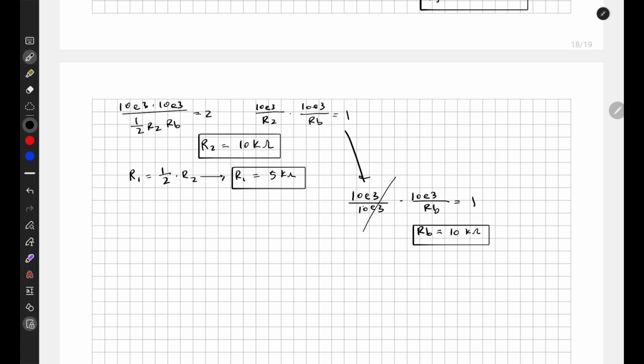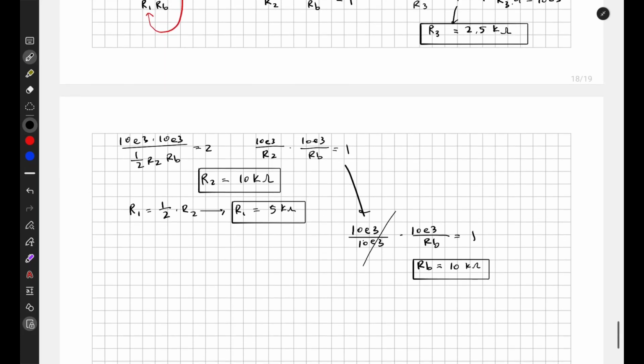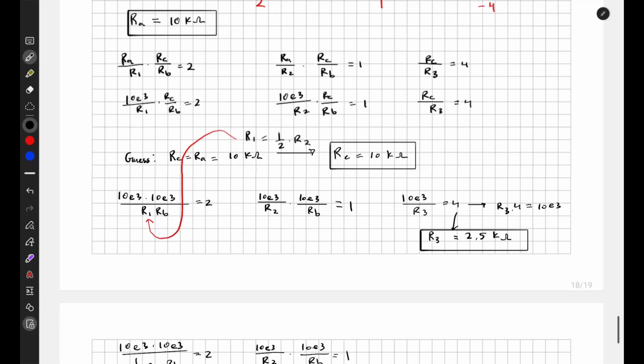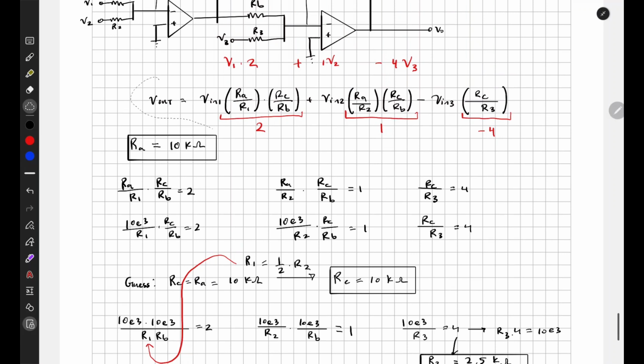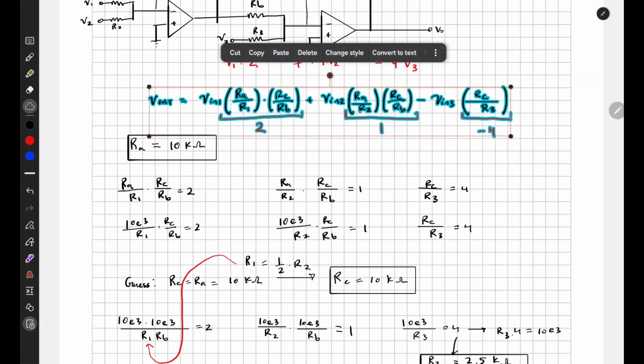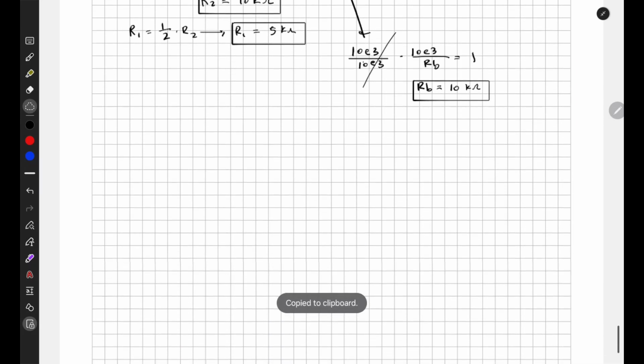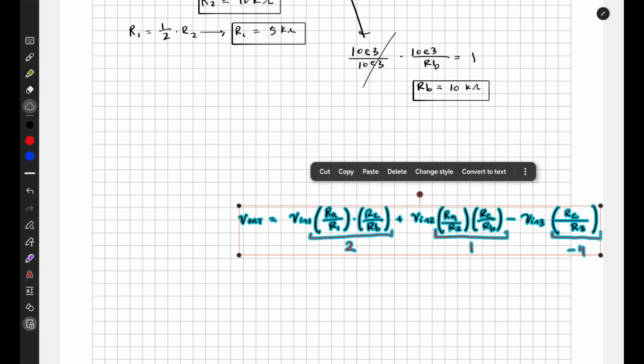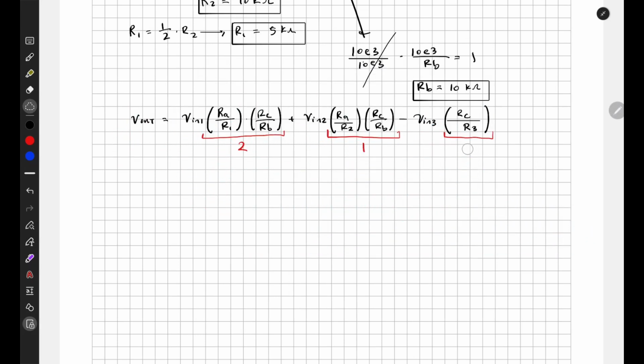Okay. So we have solved for all the resistor values, but there's one more thing that we need to do, which is we need to verify the answer, because we're basing our solution on the initial guess. So in order to do that, let's revisit the formula that we have up here. So I'm just going to copy and paste to here, and we're going to revisit this formula.